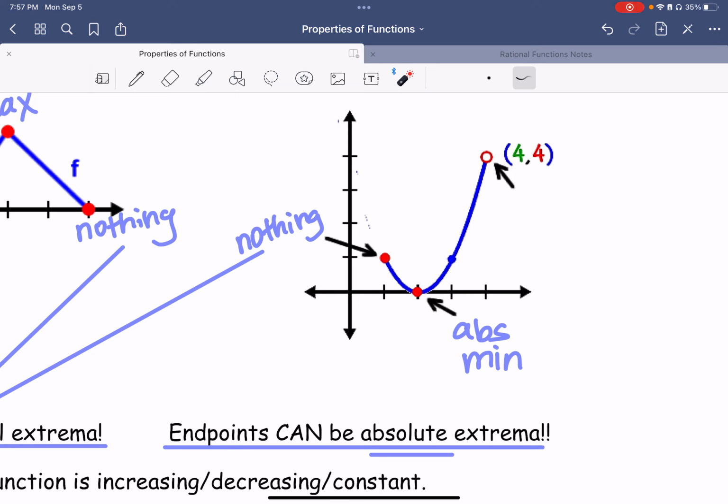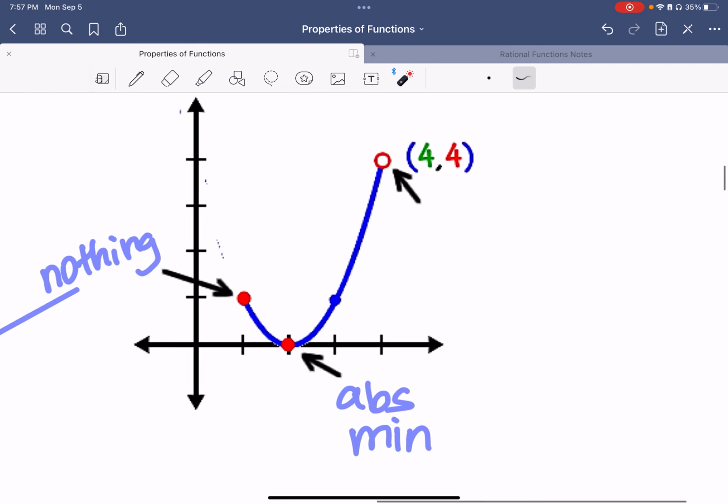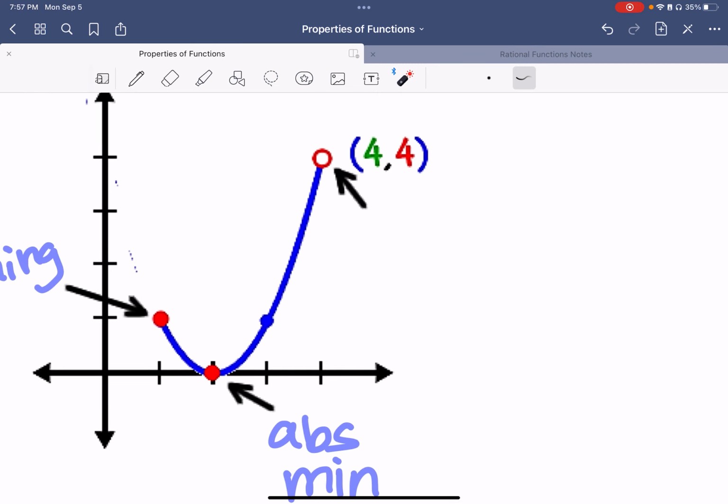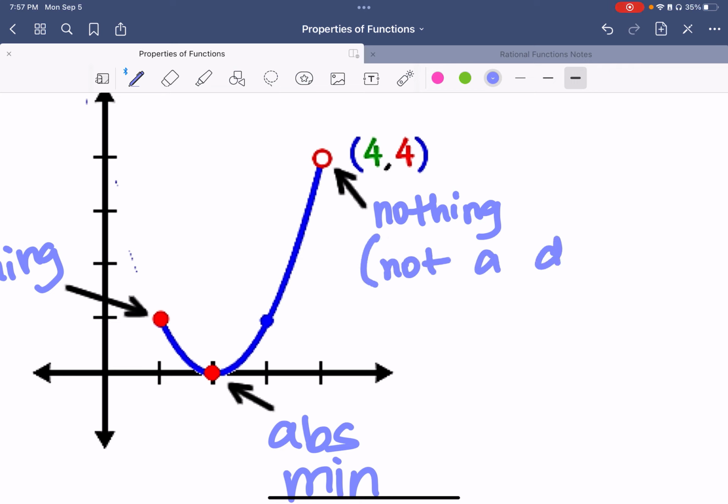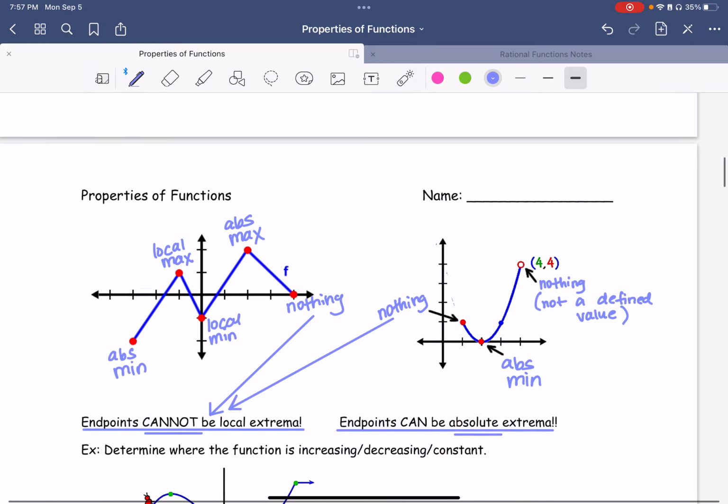Okay, and at the same time, if the endpoint is open or not, it doesn't even have to be an endpoint. If it's a point on the graph and it's open, it will not be a type of extrema. It has to be a defined value, and this one is not defined. So it's nothing, because it's missing the point there.